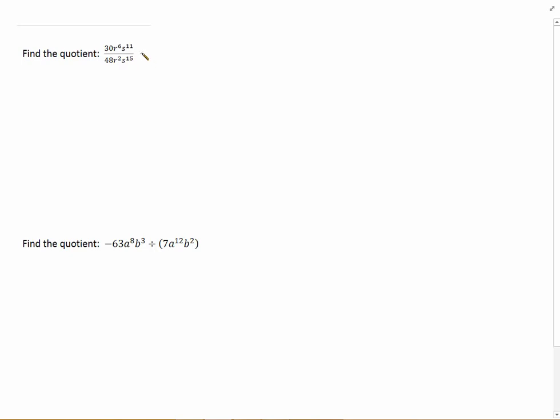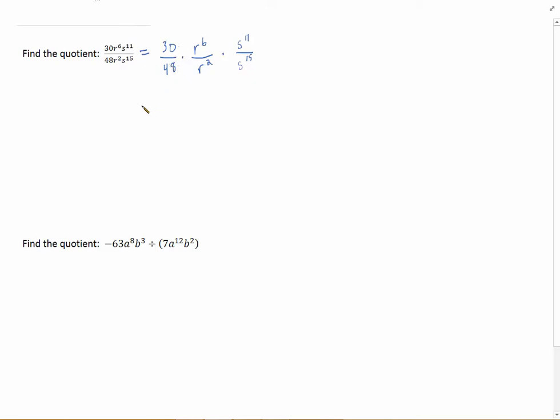I can really think of this as three smaller fractions being multiplied. I can think of this as 30 divided by 48 times r to the 6th over r to the 2nd times s to the 11th over s to the 15th. And I can simplify each of these. So the first fraction, 30 over 48, well, there's a common factor of 6 between 30 and 48. So I can reduce by a factor of 6.